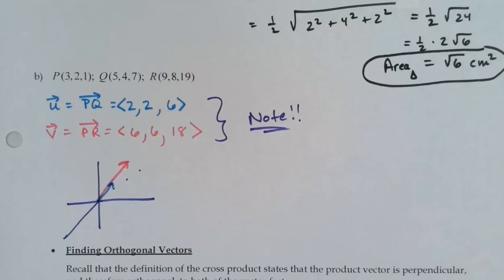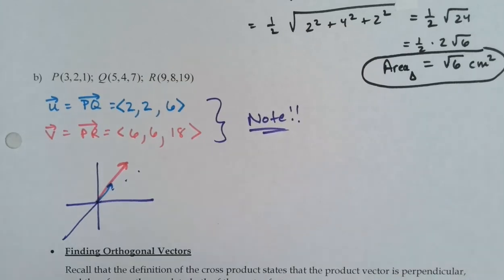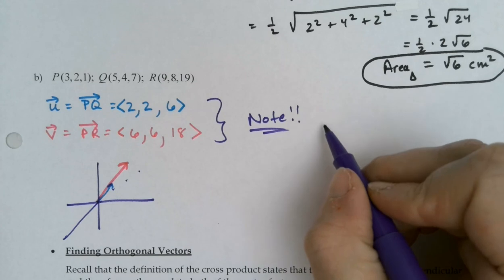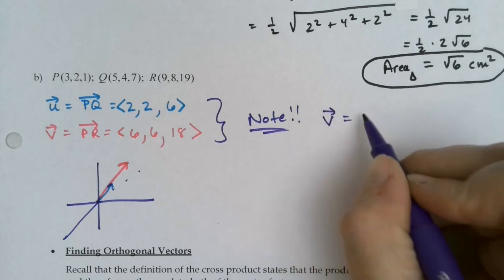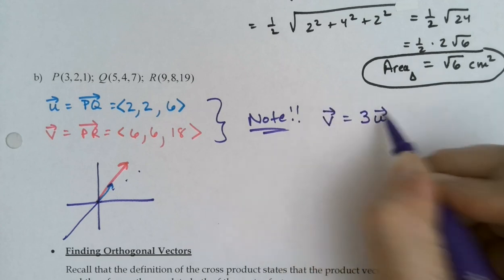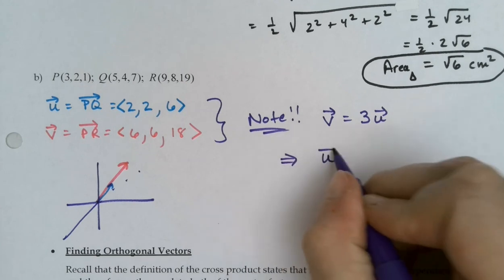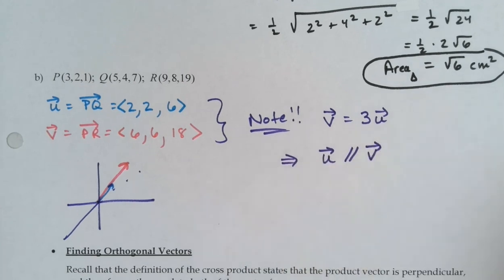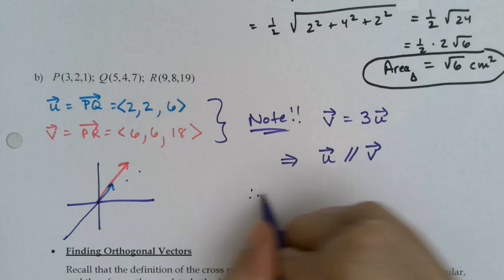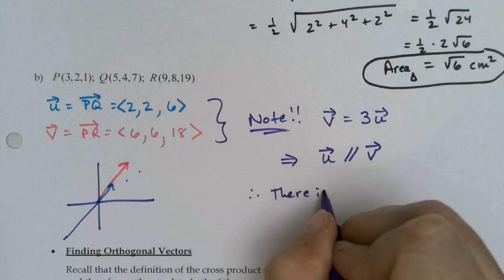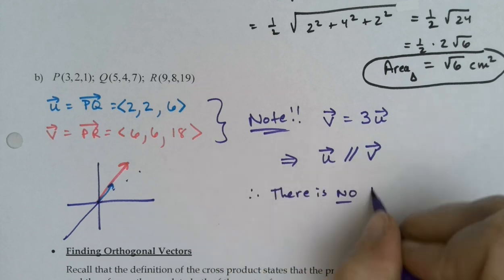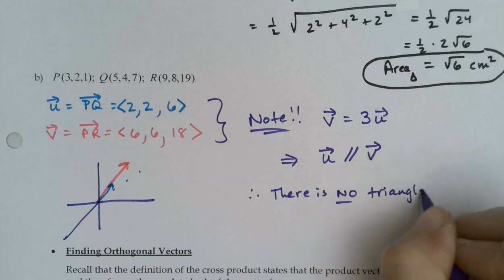They're parallel. So it's in 3 dimensions. V is equal to 3 times U. So that means that U is parallel to V. And therefore, there is no triangle formed because they're parallel vectors.